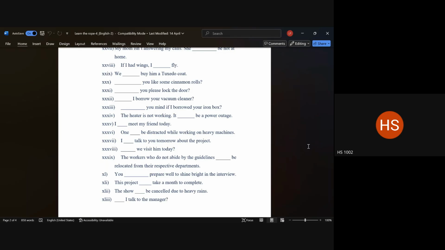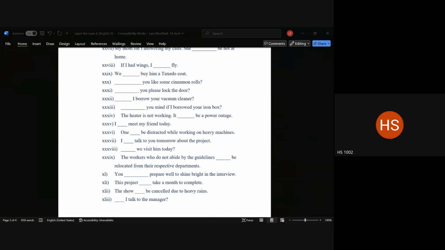Then dash, you please lock the door. Would you please lock the door? Yes, that's right. Could you please is also right. Can you please lock the door? Yes, that's also right. Could you please lock the door? Could, yes, we discussed that already. Could, yes, that's right.